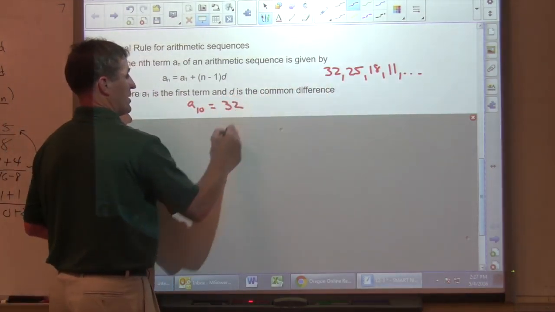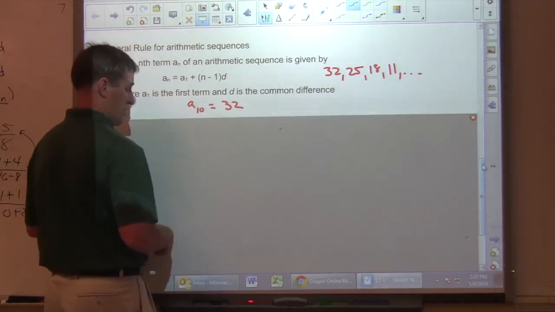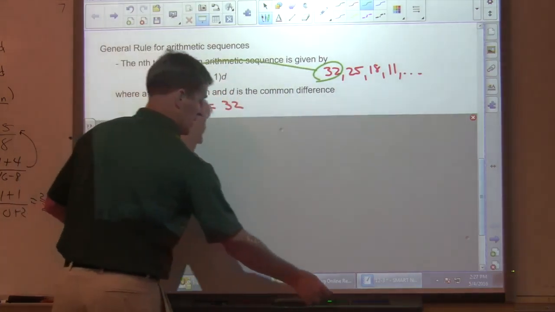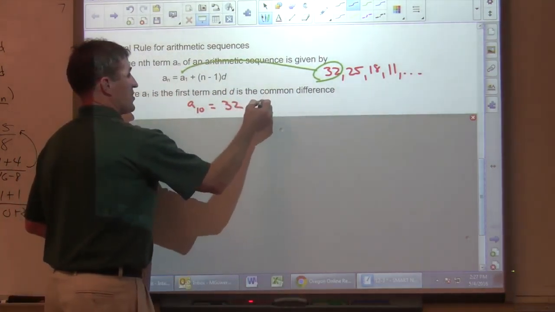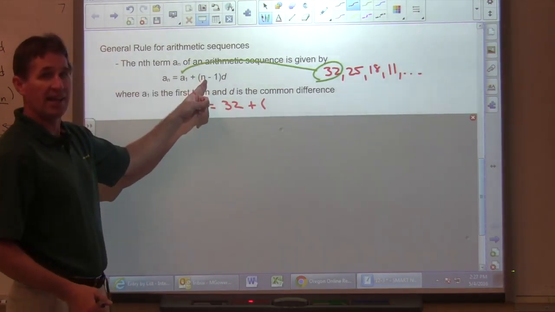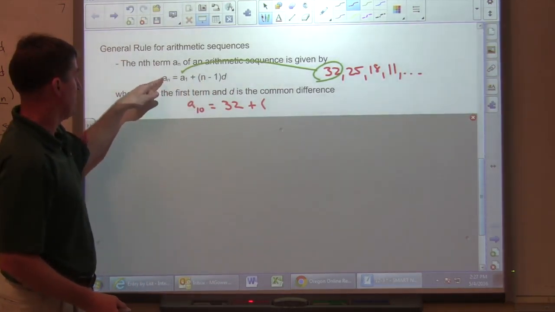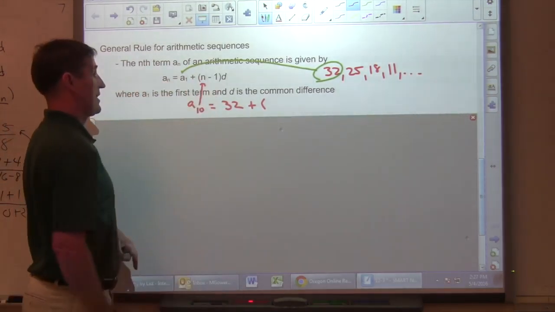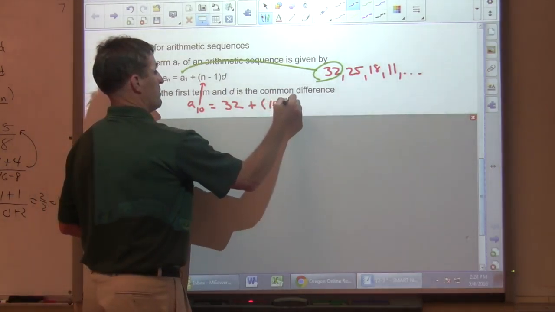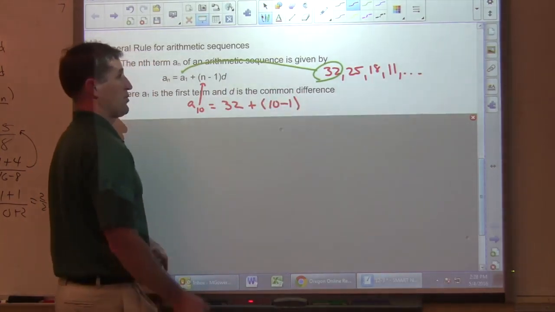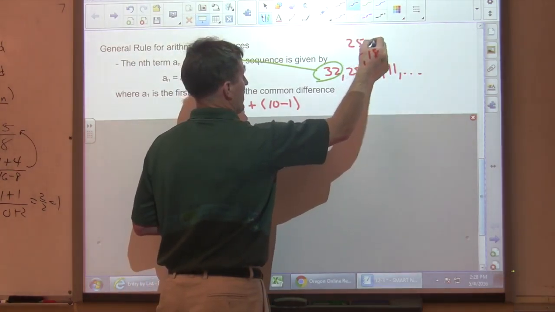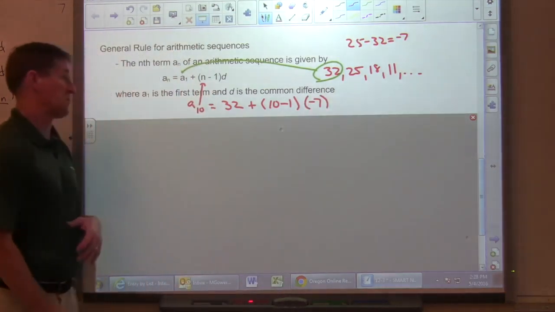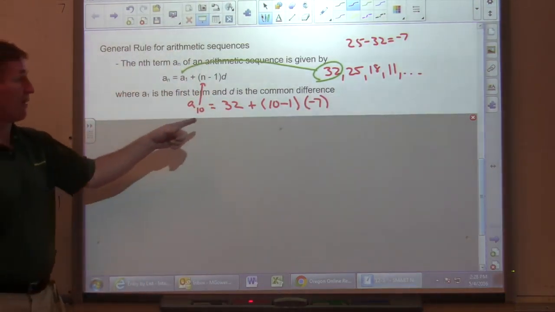the first number in the sequence, 32. Okay, this is our a sub 1. Plus, now this is where I see people have difficulty on n. Remember, n is from here, it's a sub n. So since this is a sub 10, n is 10. Minus 1 times d, which we have to find, but we know how to find that. 25 minus 32 is negative 7. So we just plug in the formula, and we can locate the numbers.